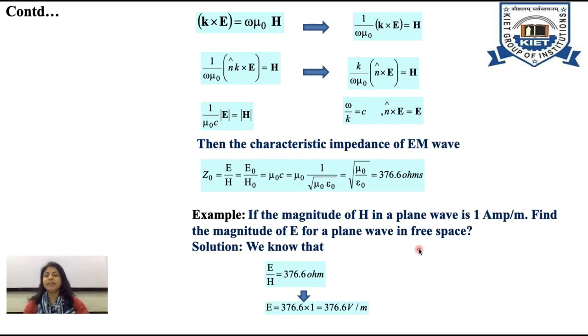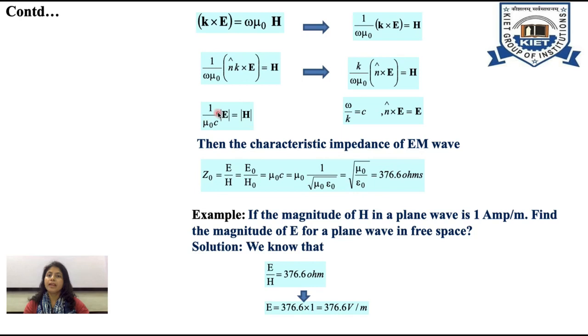We can easily solve by determinant property. From the previous slide, k cross E is equal to omega mu naught H. Then 1 upon omega mu naught into k cross E is equal to H. Then 1 upon omega mu naught into k n cap, where k is the magnitude of vector k, cross E is equal to H. Then k upon omega mu naught n cap cross E is equal to H. Then n cap cross E is equal to vector E, and omega by k is the velocity of EM wave in free space, which is equal to the speed of light.